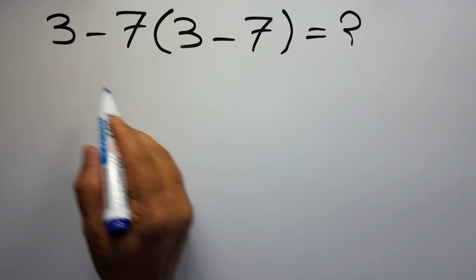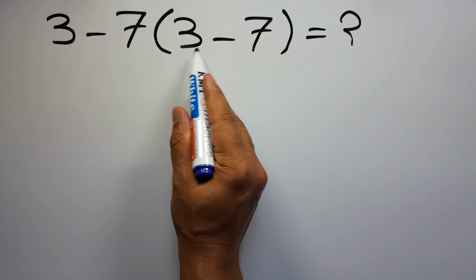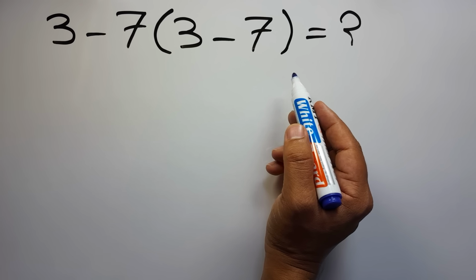In this video, we want to find the value of this expression: 3 minus 7 times (3 minus 7). Are you ready to solve? Let's go ahead and get started.